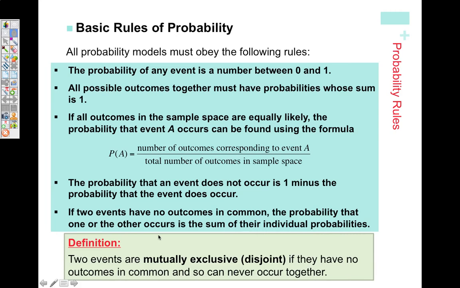And another definition, mutually exclusive, also called disjoint events, have no outcomes in common and so can never occur together. Rolling a sum of a 4, rolling a sum of a 5 are two mutually exclusive events. You can't roll 2 dice and get a 4 and a 5 at the same time. It's just not possible.